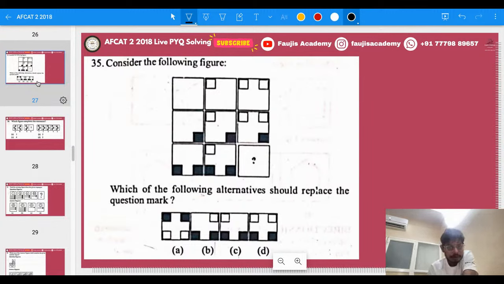This is a good one. Over here: no figures, one figure, two figures, one figure, two figures, three figures, two figures, three figures, four. Okay, there has to be four elements. That means B and C cannot be the answer, right?